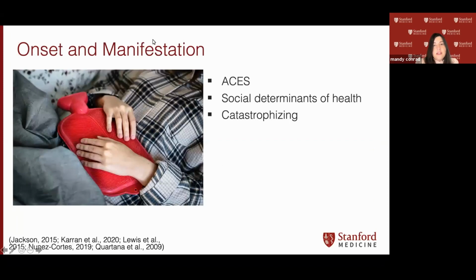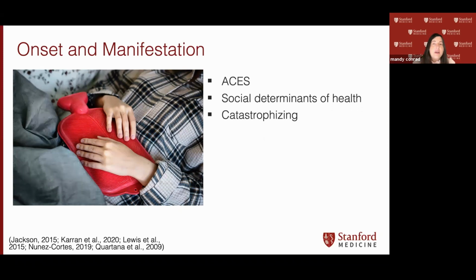So when we talk about onset and manifestation, when I mentioned that Dr. Engel had noted that sometimes there are different factors that really change our trajectory, or when a disease starts, or how intense it is, I'm going to talk about a few that are related to pain that I think are really important, and that people are interested in knowing about.